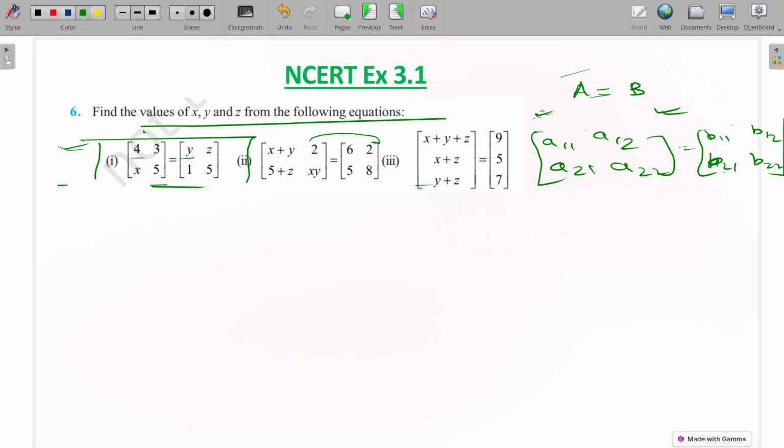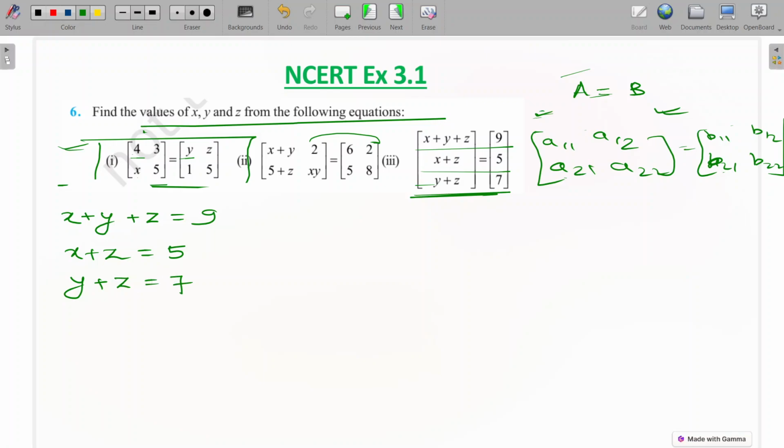Now the third part of the equation is showing x plus, from the first row we can conclude that x plus y plus z is equal to 9. Second equation is showing x plus z equals 5. Third equation is showing y plus z is equal to 7.